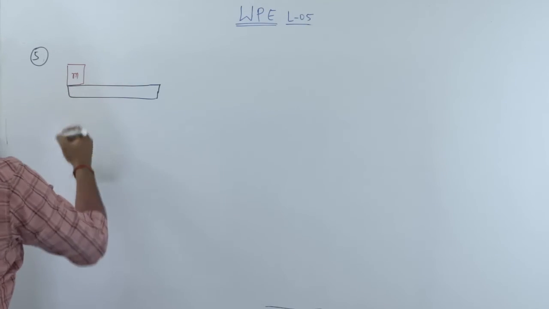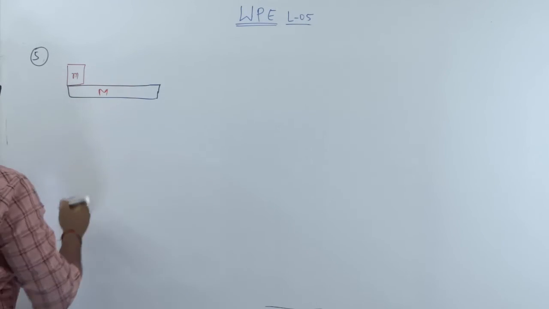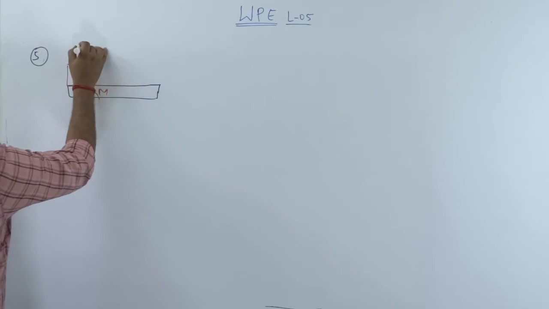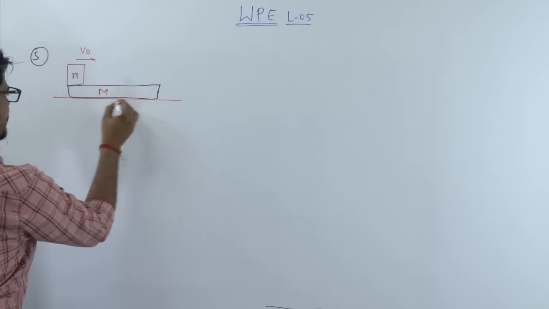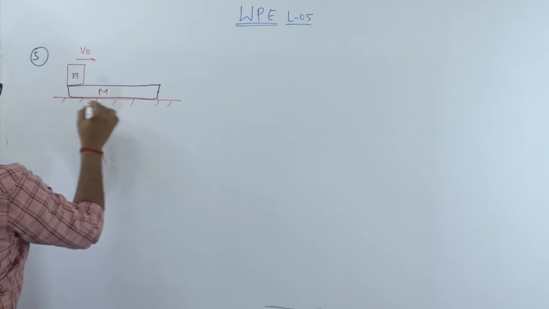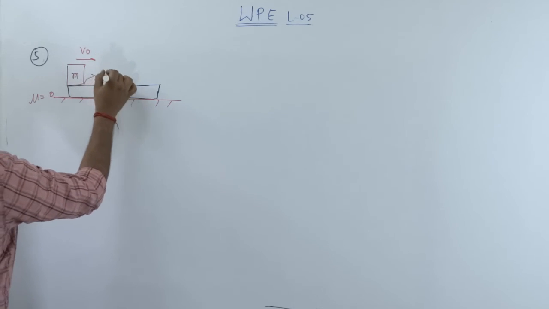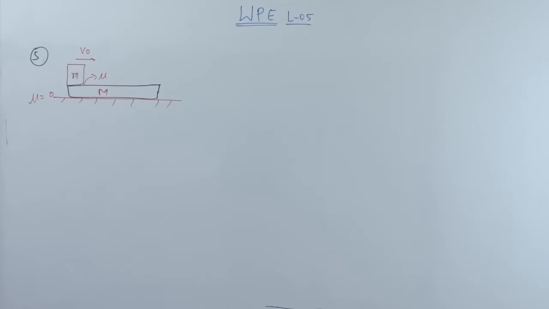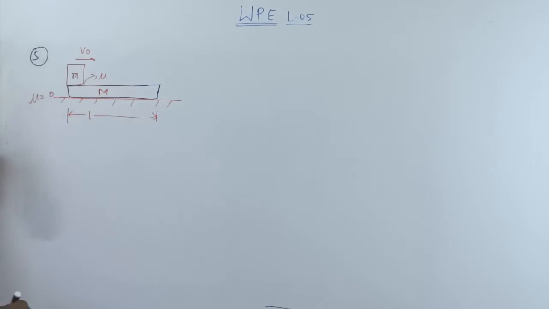Let's suppose the mass of this block is small m and the mass of this plank is M. The block has an initial velocity of v naught, and the surface on which the plank is kept is smooth. There is no friction, so friction over here is 0, and between the block and the plank we have certain friction. All good? The length of the plank, just for your info, I'm giving you as L.